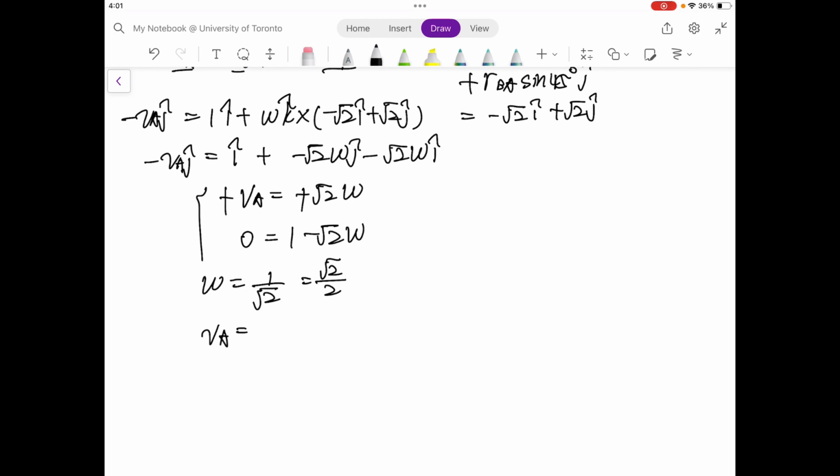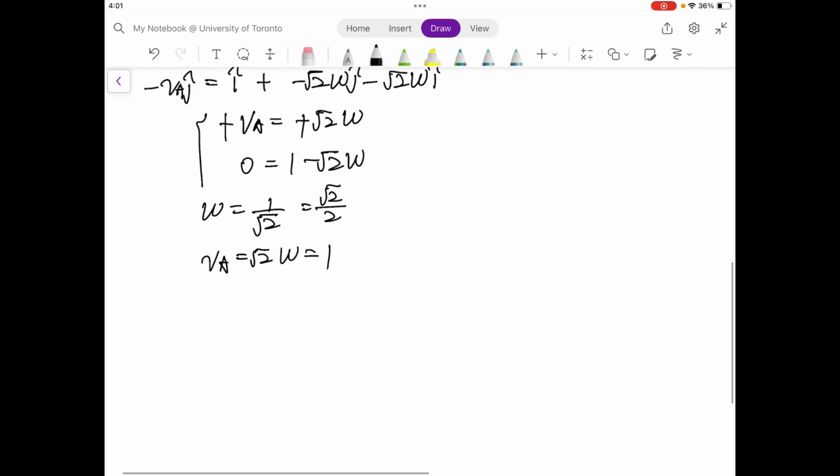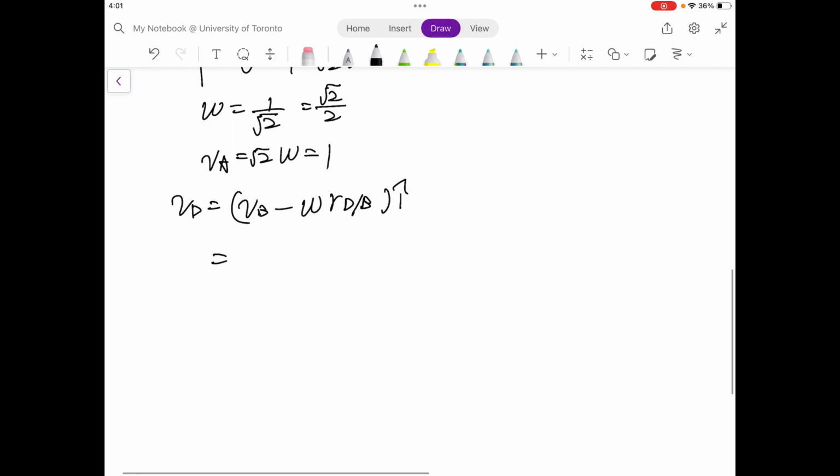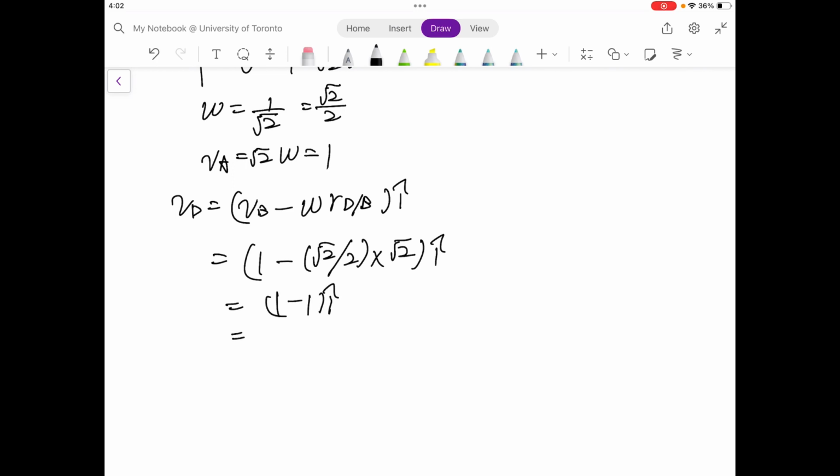So VA is equal to square root 2 times omega, which is equal to 1. So VD is equal to VB minus omega R BD in I direction. So VB is 1 minus square root 2 over 2 times square root 2, which is equal to 1 minus 1 in I direction, which is equal to 0.